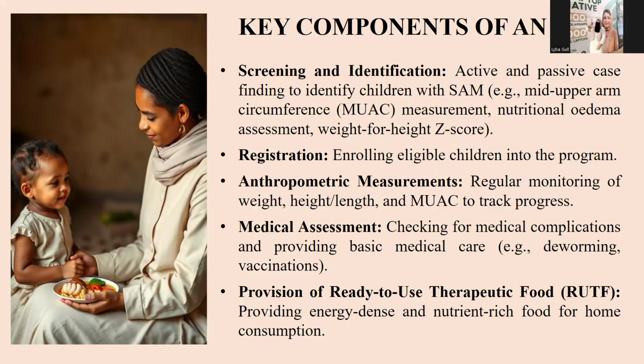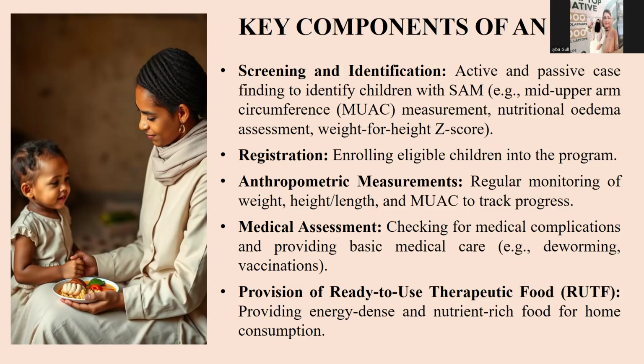Now, what are the key components of an OTP? First of all, the children are identified through active or passive case finding using tools like mid-arm circumference tapes and checking for their nutritional edema, or assessing their weight for height Z scores through graphs. Then, once a child is eligible, they are basically registered into the OTP system for regular care and monitoring. We regularly measure their weight, height, or length, and then mid-arm circumference to track how well the child is progressing during the treatment. Then, children are also checked for any medical complications. Basic treatments like deworming, antibiotics, or vaccinations are provided as needed.